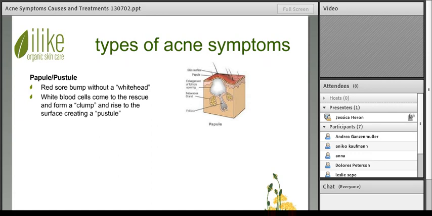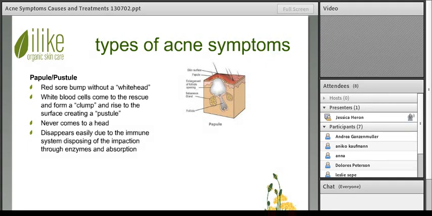Papules are red, sore bumps without a whitehead. The white blood cells come to the surface and form a clump that rises to the surface, creating a pustule. A papule is red, it's sore, and it's the beginning of the rescue by white blood cells. They form this little clump that you can see in here, and then it rises to the surface and creates that bump, or pustule. So it kind of goes in stages. At first it's a papule, and then it becomes a pustule.